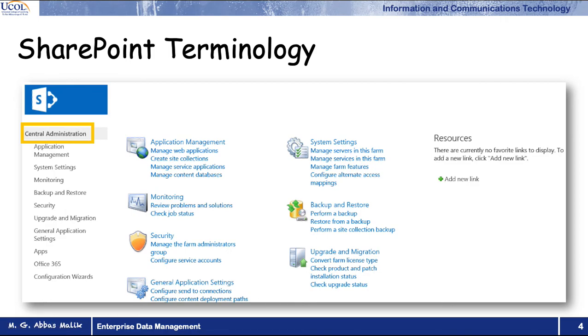Central administration is a place where you can do a lot of things. If you have different types of applications, you can manage them here. You can also do monitoring, manage security, and do backup and restore. You can back up all your data and all your work, and if you want to restore, you can do that. We also have the system settings. So everything that you can do in SharePoint is under the central administration.